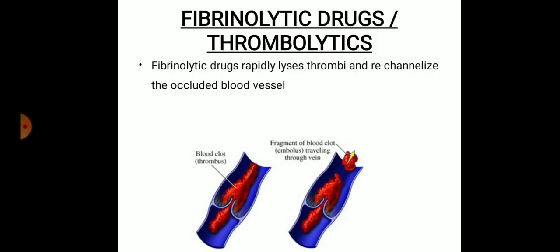So fibrinolytics are those drugs which lyse the thrombi and recanalize the occluded blood vessel. The meaning is, when there is a thrombus, a clot within the blood vessel, it will occlude or block the blood vessel. So when the fibrinolytic or thrombolytic drugs are given, they will dissolve the thrombus and again reopen the blocked, that is, the occluded blood vessel. The main use of such drugs is to treat acute myocardial infarction and also stroke.